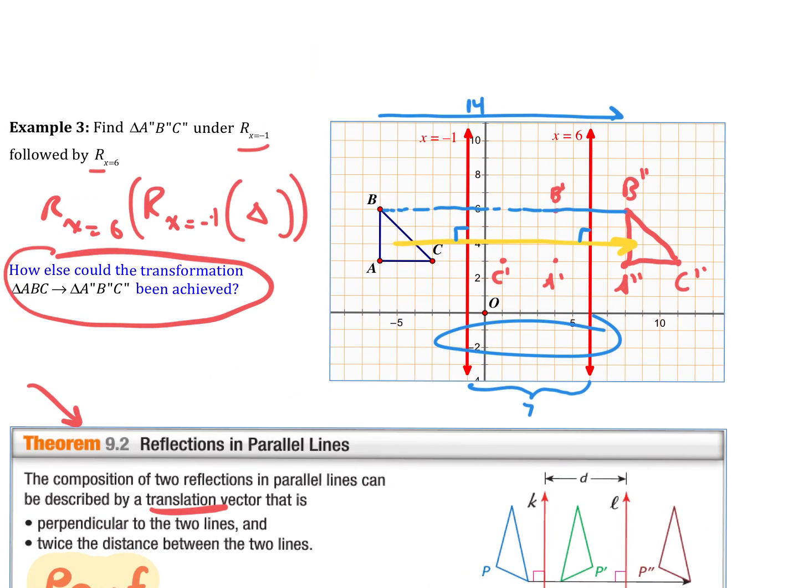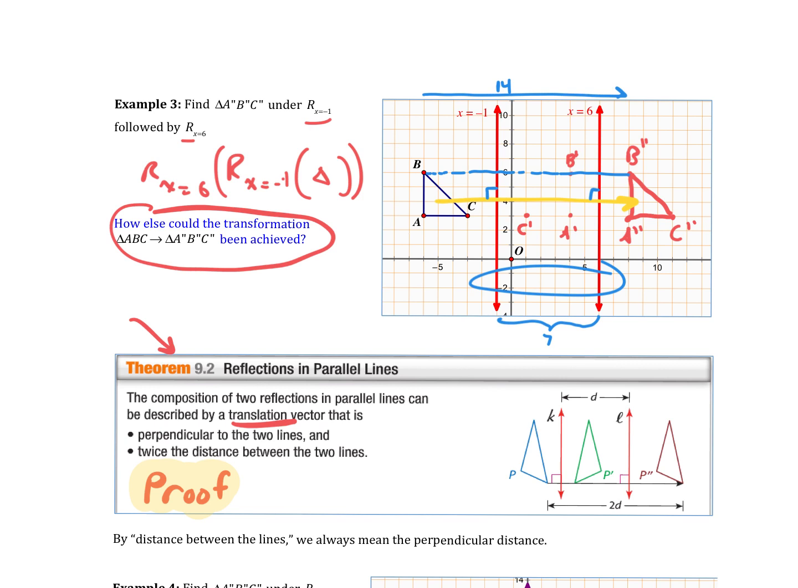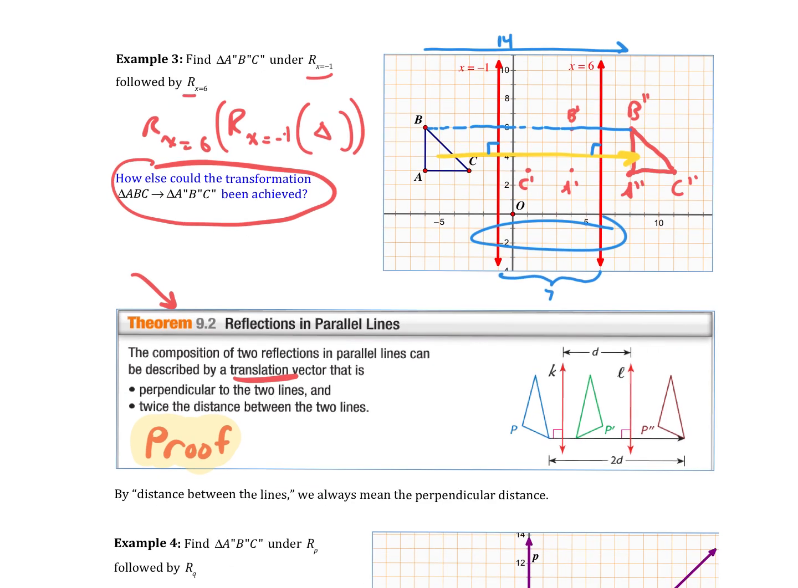All right, now let's just take that and think about that as we look at this theorem. The composition of two reflections in parallel lines can be described by a translation vector that is perpendicular to the two lines and double the distance. And again, we'll add that to things we want to prove next class. So I like to just draw this.